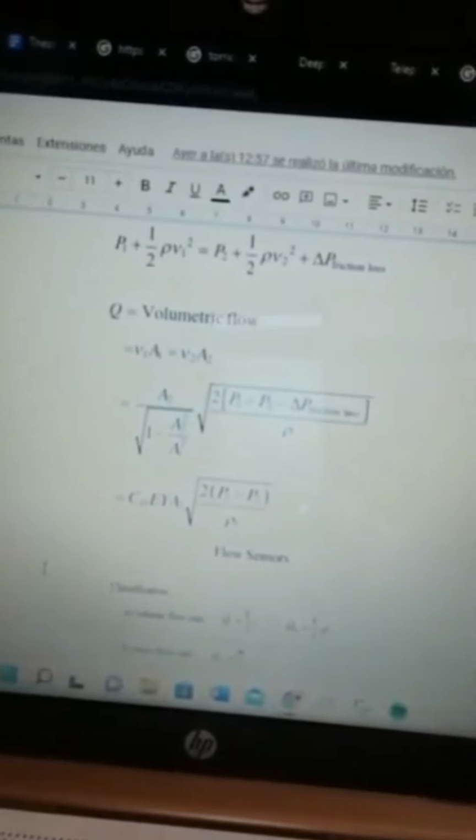And we use a lot of formulas for the volume flow, because there will be occasions where we have a lot of volume flow or we don't have the data necessary to use the common formula. So we have these equations.